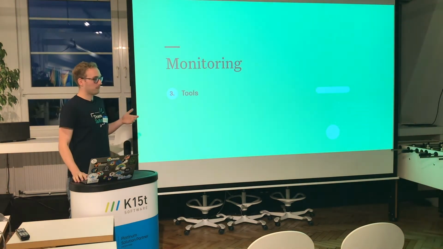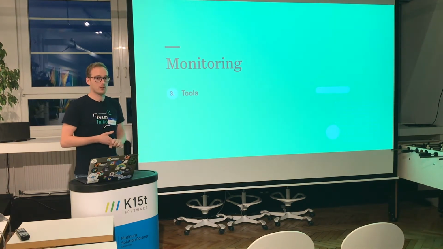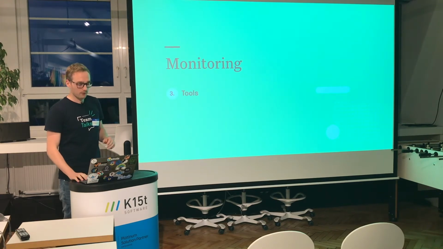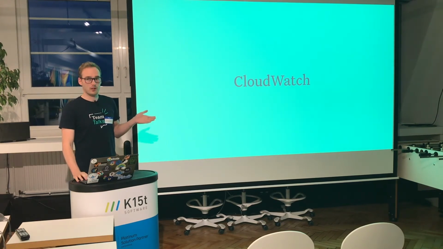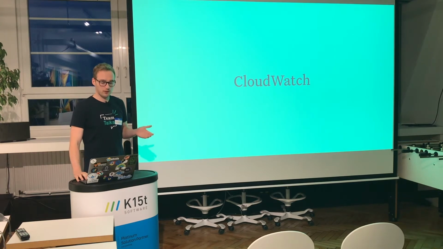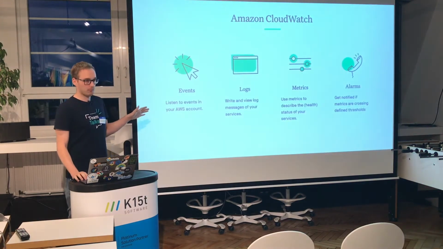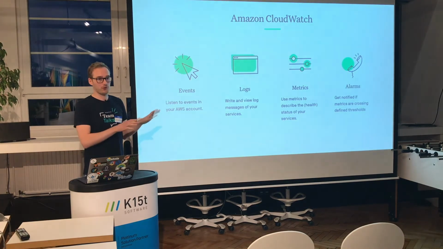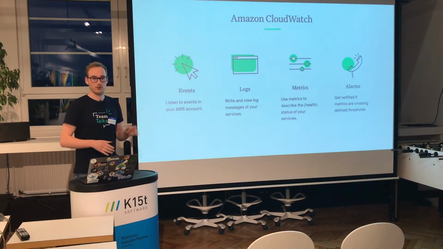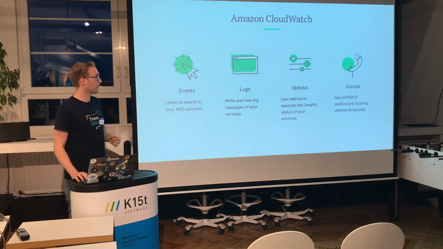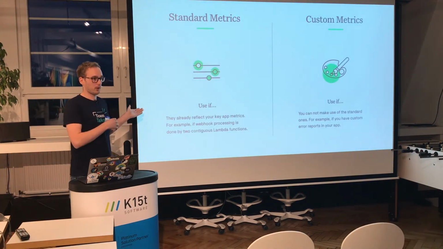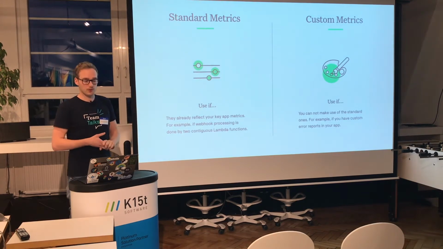So since we now have a feeling of what we can monitor, we're coming to the part of how we actually monitor that. And the first and most important service is of course CloudWatch. I assume since you're all working with AWS, you know that service, so I'll just skip quickly over that. You can collect events, you can collect logs, you can have metrics in there, and alarms. So this is basically the first service to go to in order to do some monitoring if you are on AWS. You can then use the standard metrics as I've presented to you before, like the Lambda metrics.